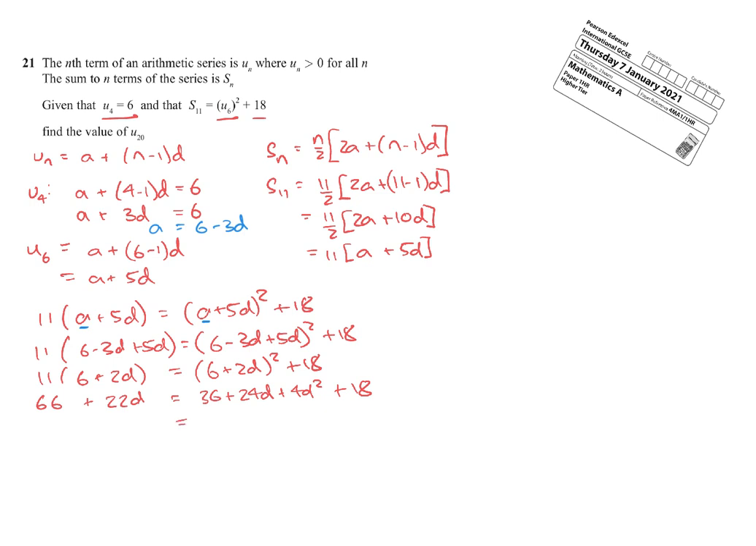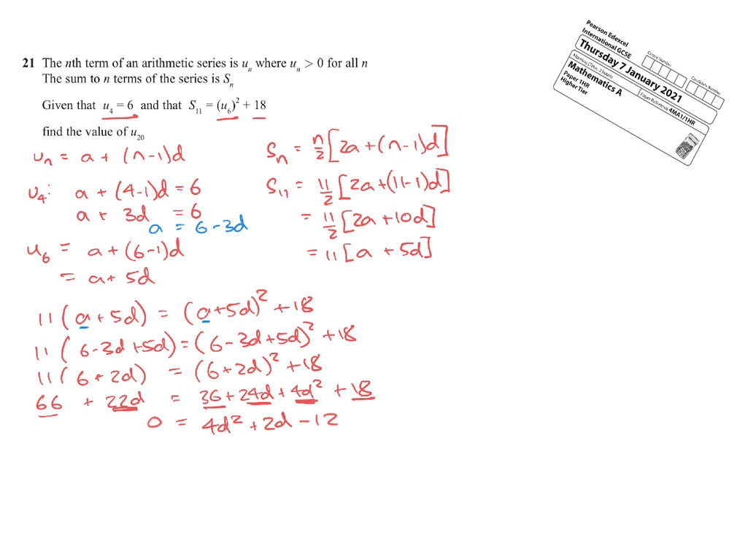Now I want to simplify this. I'm going to bring everything to the right-hand side because my 4d squared is a positive term. So 4d squared. And then look at my d's. I've got 24d plus 22d. Well, take away 22d, rather. So that's plus 2d. And then I have 18 plus 36, take away 66, resulting in minus 12. This is now equal to 0 because I've taken everything away from the left-hand side.